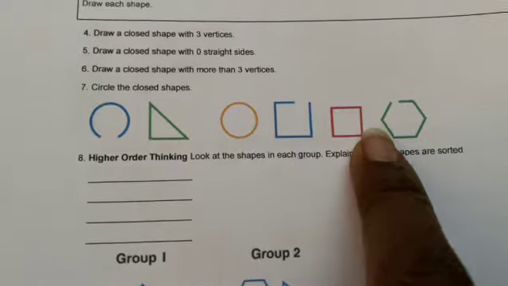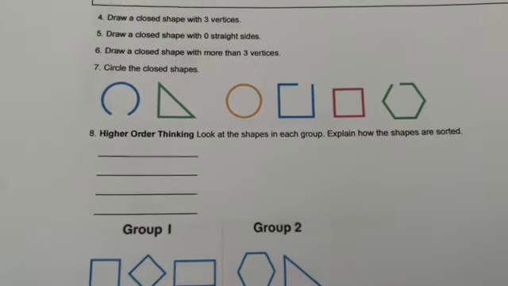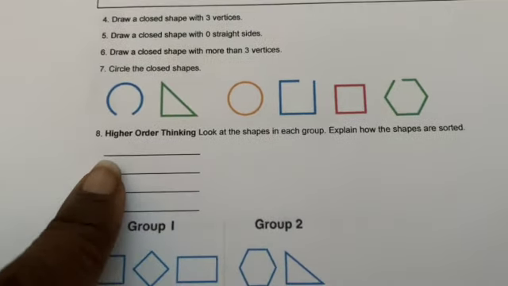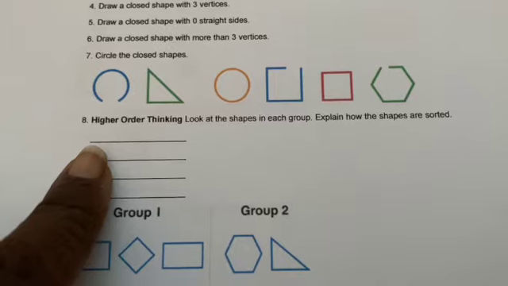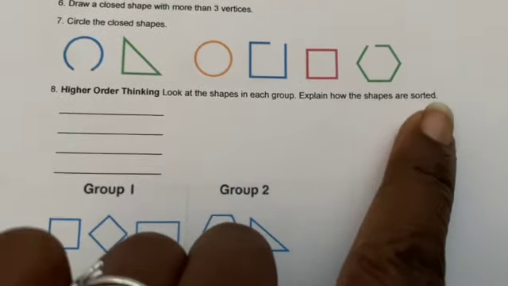Okay, so what I want you to do is draw the difference between a rectangle and a square. Okay, so this one right here says higher order thinking. Look at the shapes in each group. Explain how the shapes are sorted.